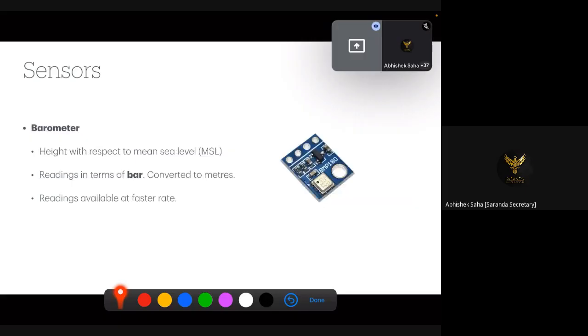You have a barometer. Barometer, as you know, measures the pressure difference with respect to the mean sea level, and the output is usually in terms of bar. With suitable calculation, you can convert this bar to height with respect to the mean sea level, so you get your values in terms of meters. Again, the sampling rates of these parameters are comparatively faster.